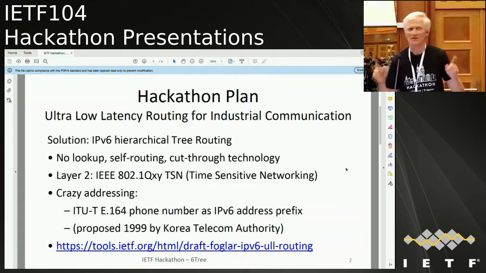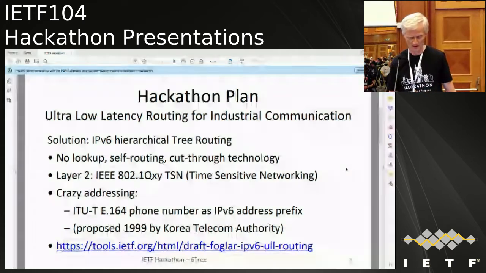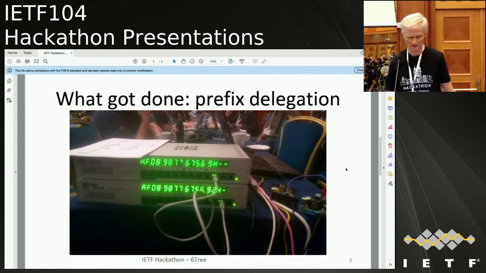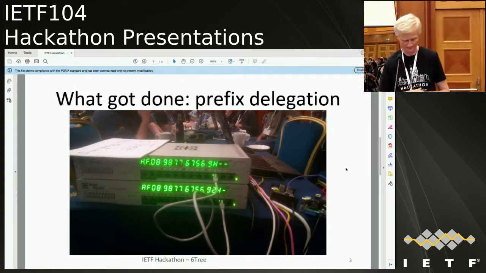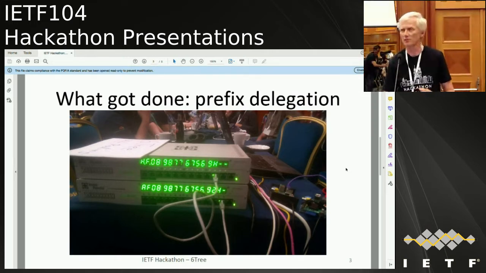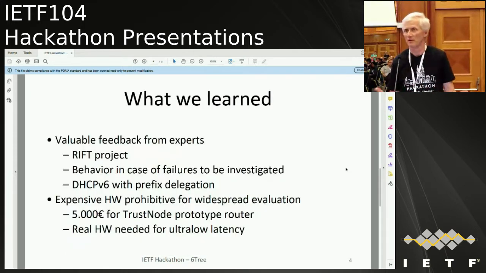We used, after crazy feedback from this meeting, crazy addressing. We mapped the telephone number into the prefix of the IPv6 address. It sounds crazy, but it was already proposed 20 years ago by Korea Telecom Authority. We summarized everything in our internet draft. So we bought real hardware, because you need dedicated switches to do this, research devices from the outcome of research projects. What you see here on the display is the IP address, which looks like a telephone number, and it is delegated to the next lower hierarchy level at configuration time, and then it is ready for hierarchical routing.